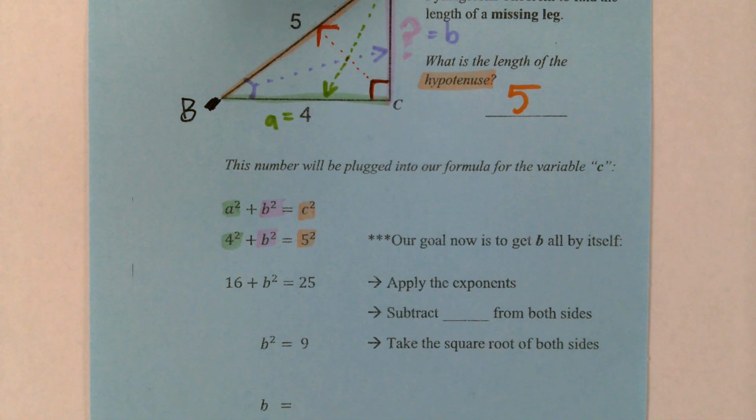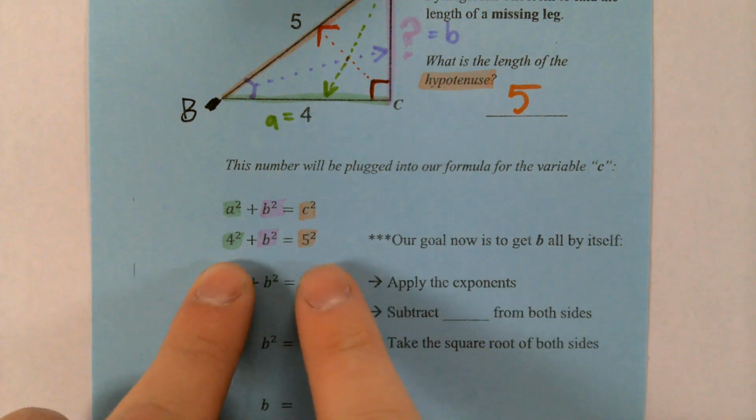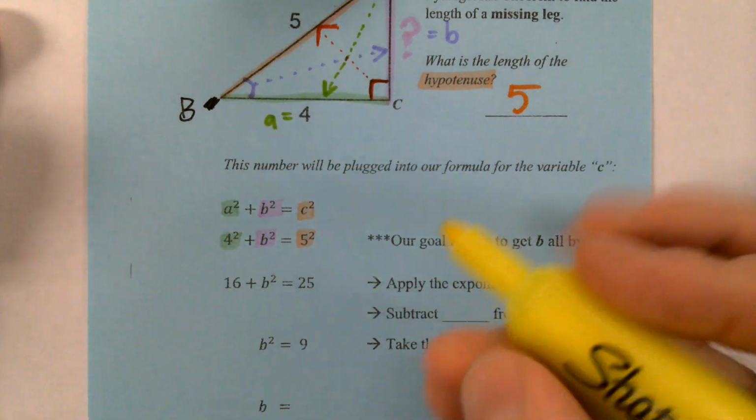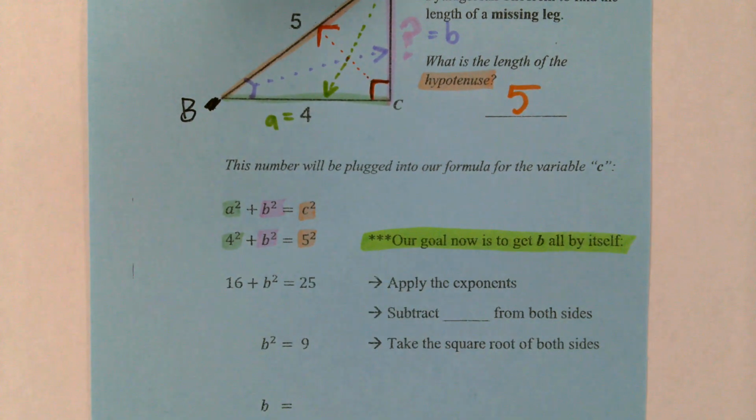Give me a thumbs up if you're with me so far on how we plugged in those two numbers here. Good. Now our goal here is to get B all by itself. So we're going to have to think back to our multi-step equations unit. I think it was unit 7, right before we did transformations. And we're going to have to think about getting B all by itself, using inverse operations, bringing certain terms over to another side of our equal sign. Let's go through that process now.